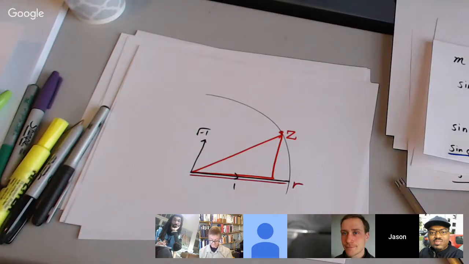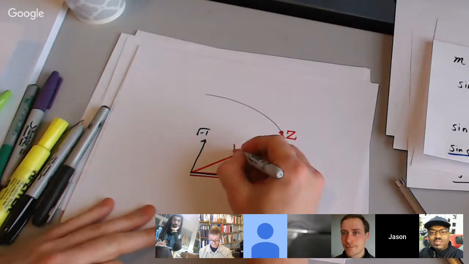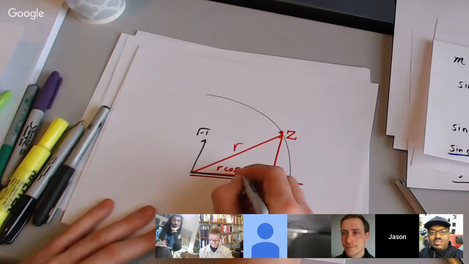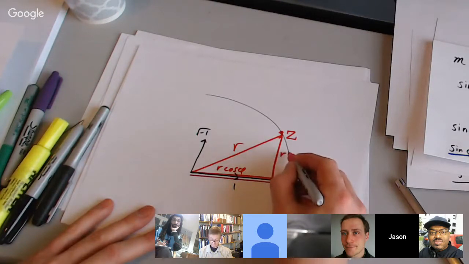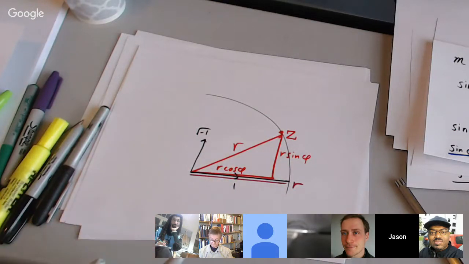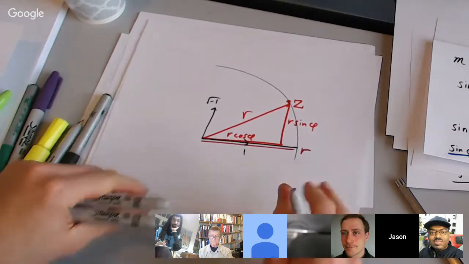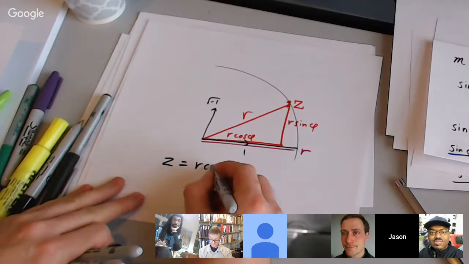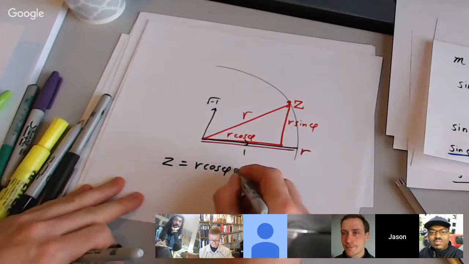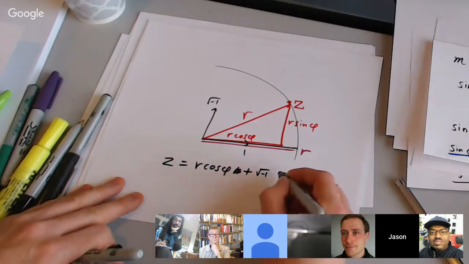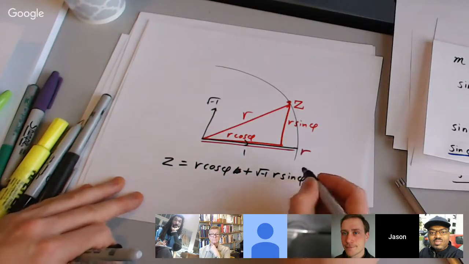So those components are, again, the size of the triangle is r. This leg of the triangle is r cosine phi. This leg of the triangle is r sine phi. And I think that when we put them together in the complex domain, we can say that a complex number z is r cosine phi plus square root of -1 r sine phi.